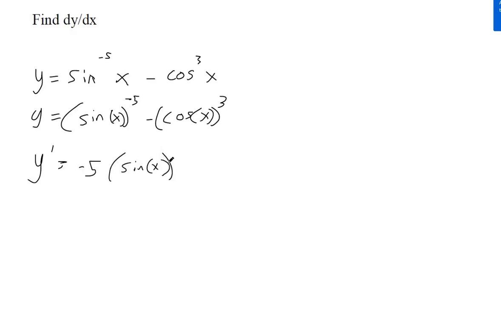And you could put parentheses around there if you want. And then it gets reduced by 1, so we've gone further back in the negatives. But then I need to multiply it by the derivative of the innermost function. So the derivative of sine is cosine. Okay, that's the derivative of the first term.